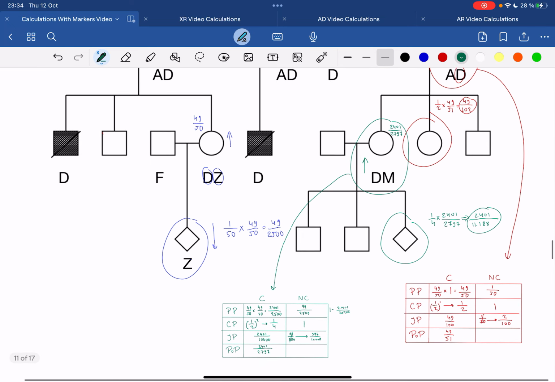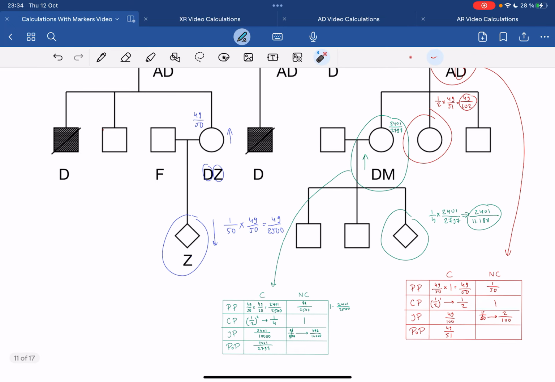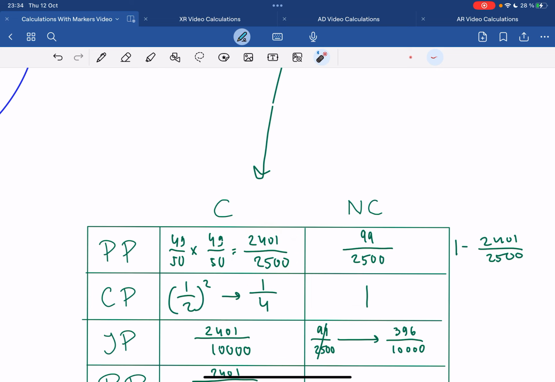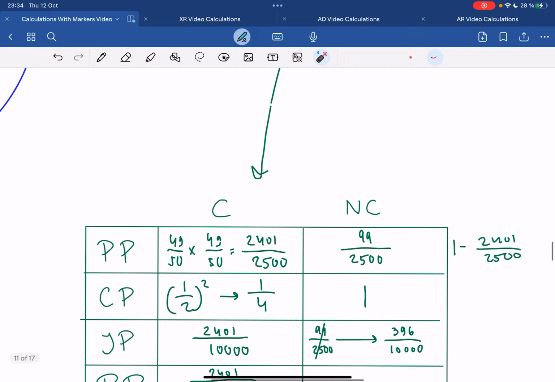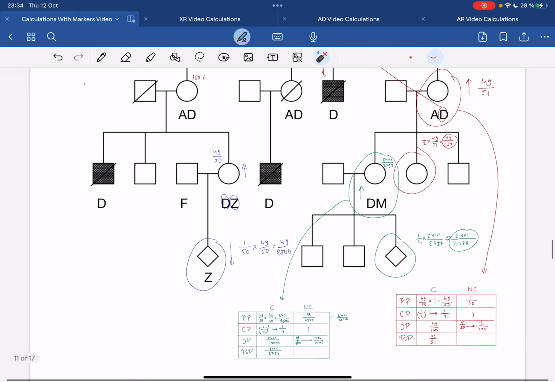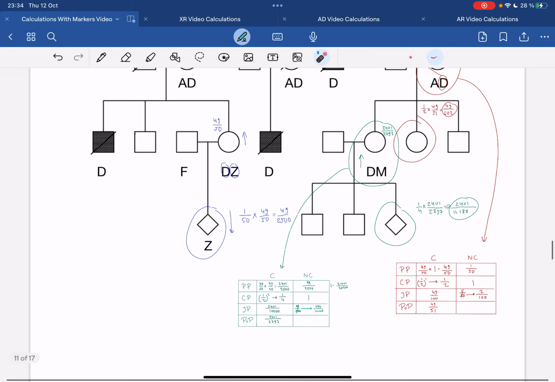However, again, this, according to the answer sheet, is wrong. It should be 2,550 here. And I don't know why. So if anybody has any ideas, I'd love to listen to what you have to say.